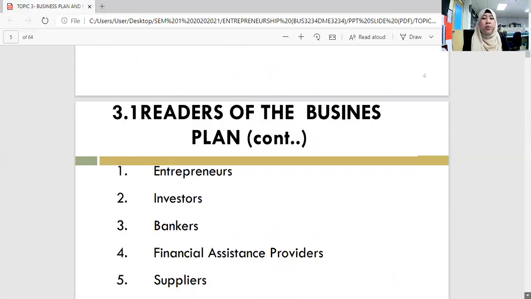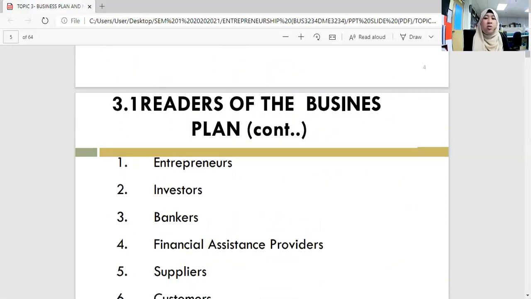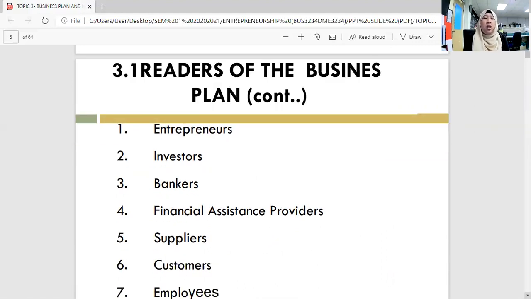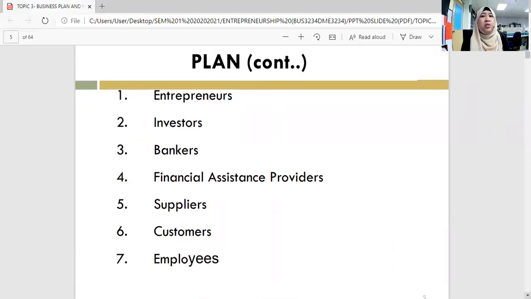And who are the readers of the business plan? There is a typo here. The word business should be with a double S. So number one, we have the entrepreneurs themselves. Of course, among the entrepreneurs themselves, they have to do some brainstorming.